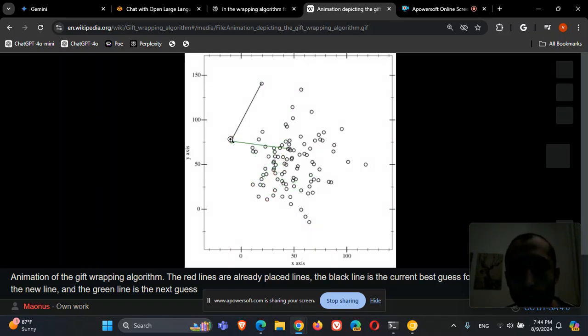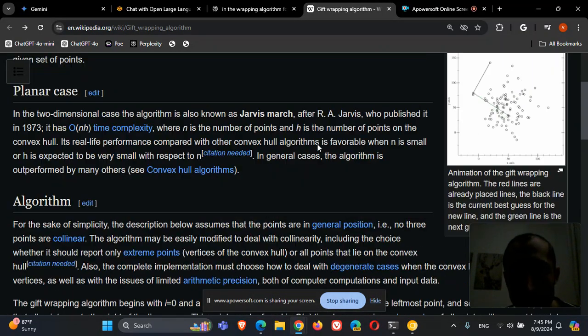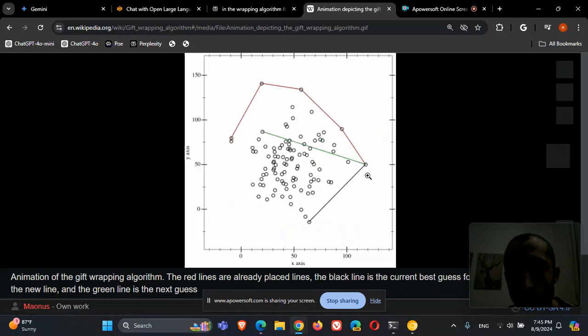So the running time of the algorithm depends on the number of points in the convex hull, let's call it h, and the number of points in the set, let's call it n. So the running time, as you can see here, is O(nh), where n is the number of total points in the set and h is the number of points in the convex hull. So it's an output sensitive algorithm in terms of time complexity.